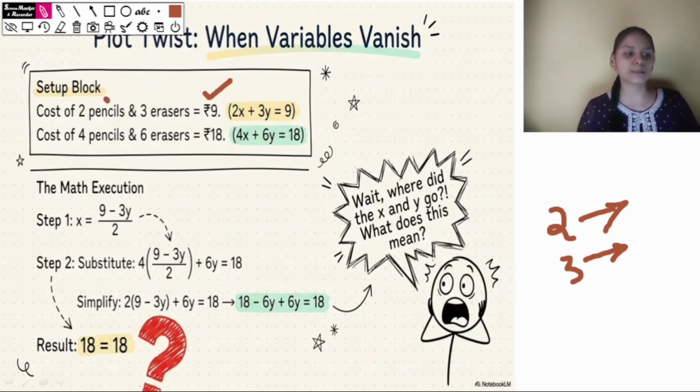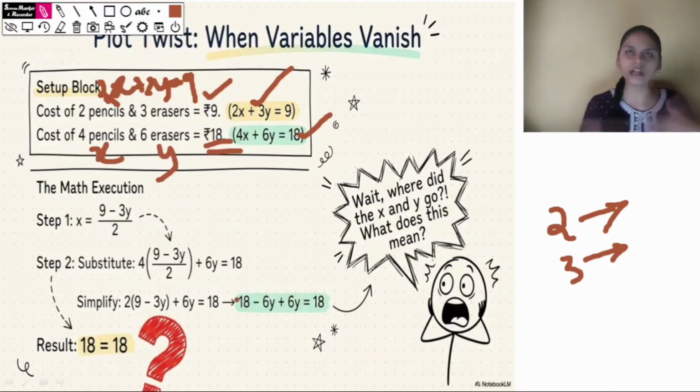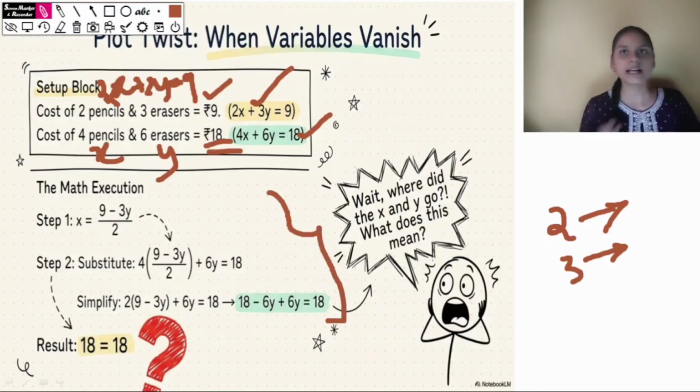So that's why you assumed pencils to be x and erasers to be y, and you made the equation 2x plus 3y is equal to 9. See, it is made here. And then the cost of 4x plus 6y is equal to 18. You made it. Now to solve x and y, you applied the substitution method. What were the steps? First isolate, second substitute, third boomerang. Remember, you did all these 3 steps and solved it.